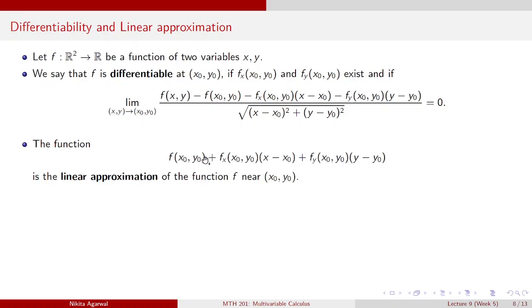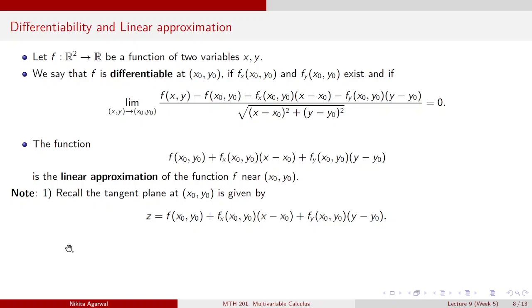Now if you look at this term right here, this term is nothing but the right hand side of the equation of the tangent plane, right? And this term is called the linear approximation of the function f near (x0, y0). It's the same idea as the linear approximation of a function of one variable, where you take the right hand side of the tangent line. Now you are taking the right hand side of the tangent plane.